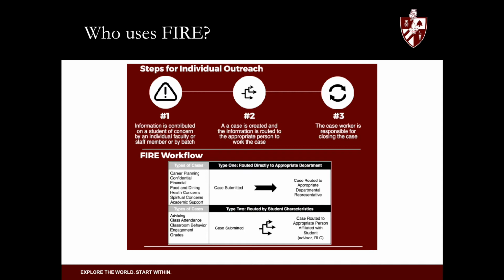When information is contributed to FIRE, a case is created and routed to the appropriate individual. The case worker is responsible for closing the case. Some cases are routed directly to the appropriate area. For example, academic support concerns are routed directly to the tutoring center and the writing center. Concerns about engagement, grades, and attendance are routed based on student characteristics. For example, if a student is an athlete, then an attendance concern is routed to both the primary advisor and the SSC athletic advisor.